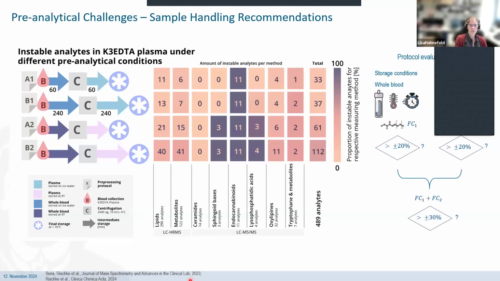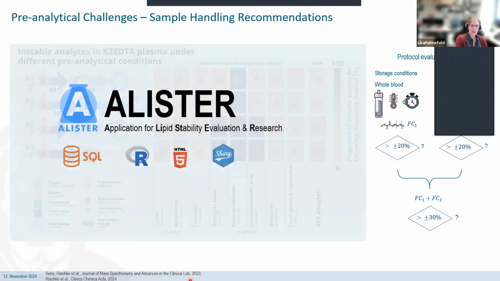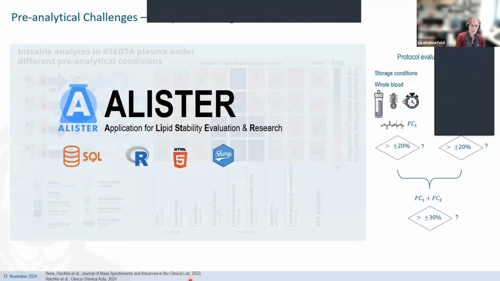But what do you do if you have already taken your samples and the protocol doesn't match, if it's a combination of different settings or maybe other compounds which you did not investigate in the study? To make this a little bit easier, we tried to aggregate our data as well as some data from the literature which was available into a database which can then be accessed using our Shiny app. We called it ALISTAIR, the application for lipid stability evaluation in research.